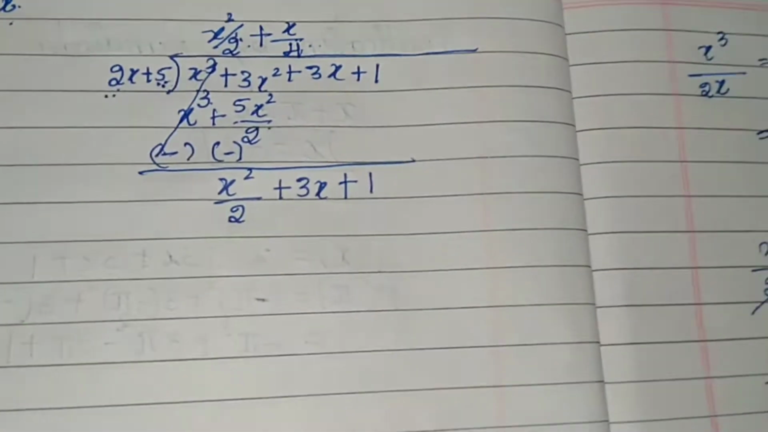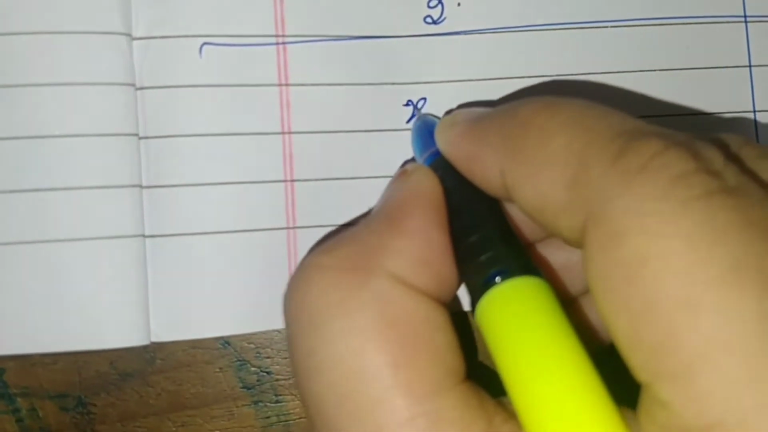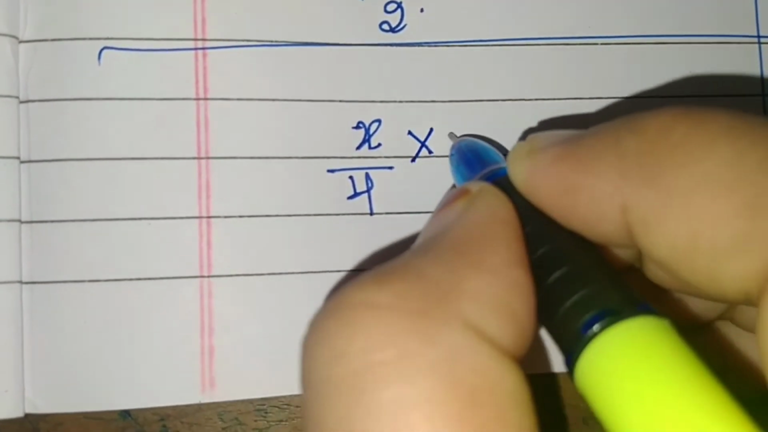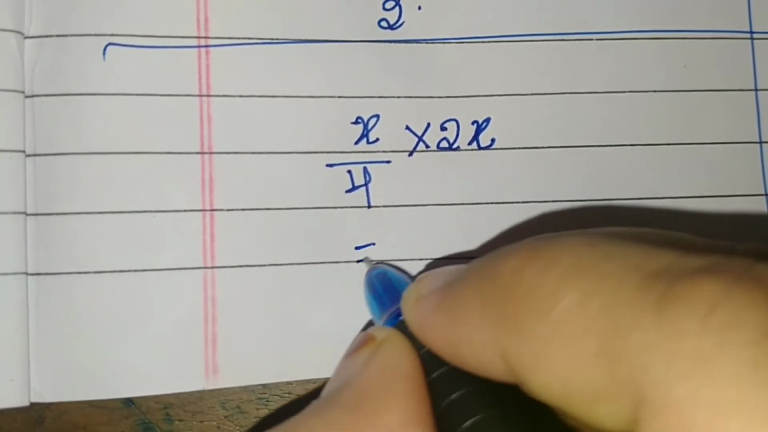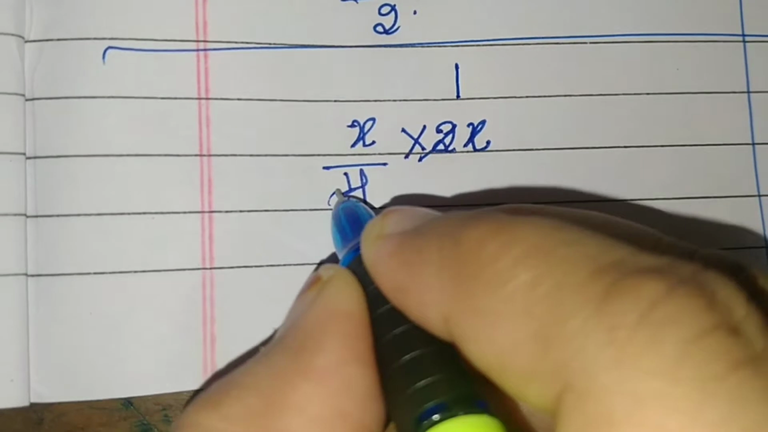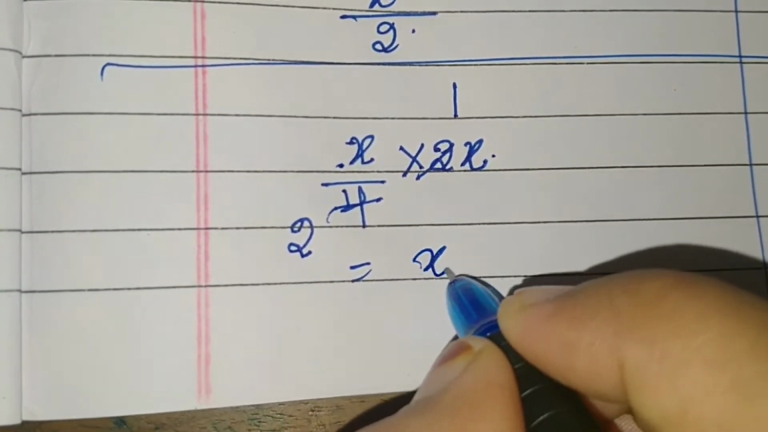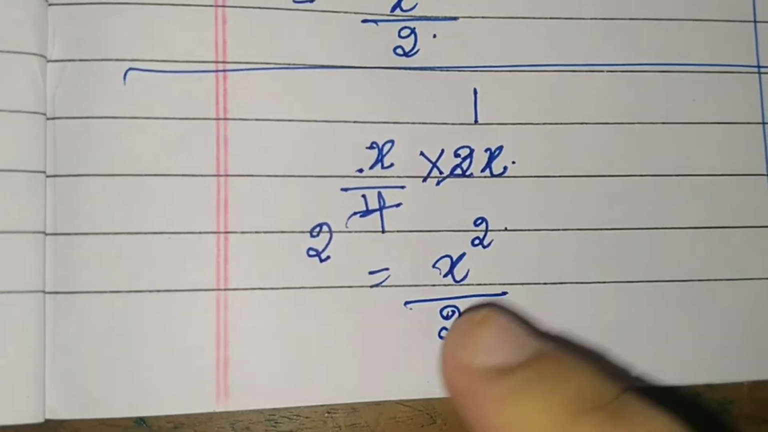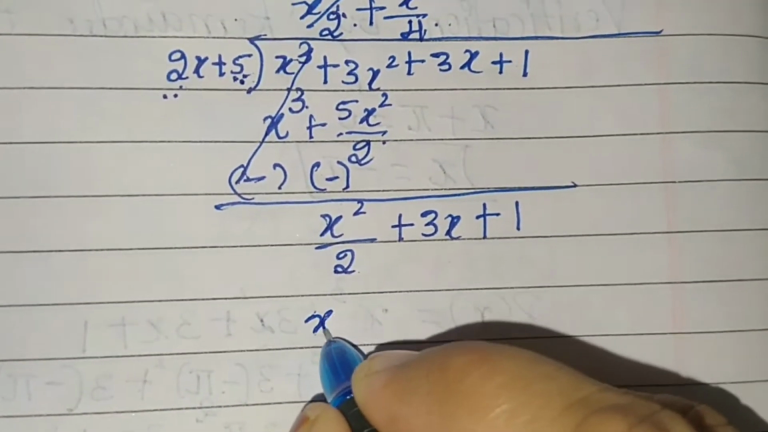That is nothing but x by 4 into 2x, isn't it? So what you have to do now? x by 4, your second term of the quotient, multiplied by the first term of the divisor. What you are going to get? 2 1s are 2, 2 2s are 4. x into x is nothing but x square, and what is remaining in the denominator? 2. So this x square by 2 I am going to write here below the dividend.